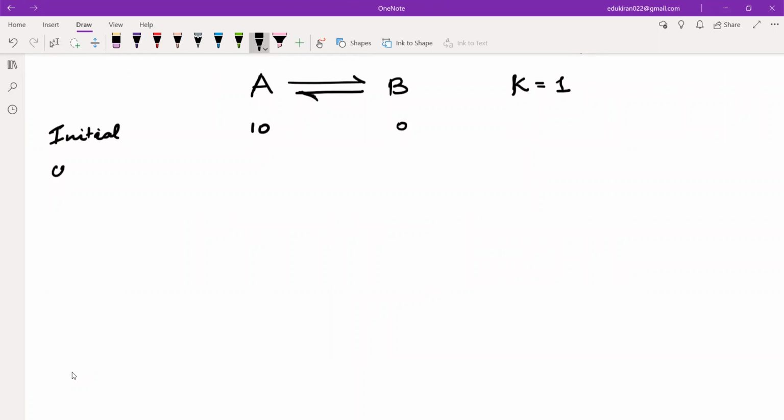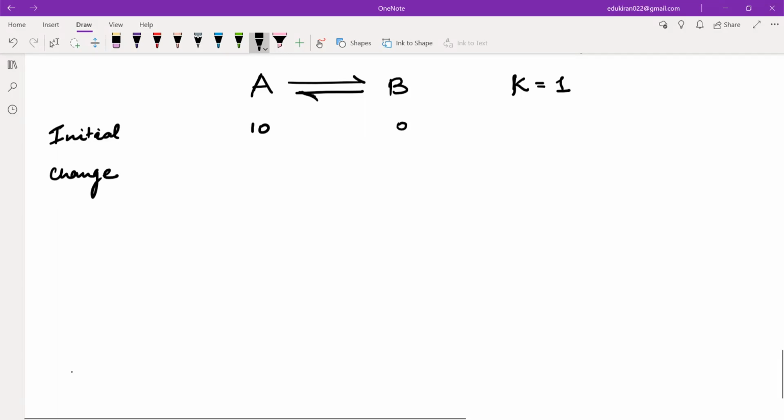Now, obviously, you can see what is going to happen. A will be converted to B, yes or no? A forward reaction will happen in this case, because we have more moles of A and we want both of them to be equal. Right now, you can exactly tell me how many moles of A will be converted to B.